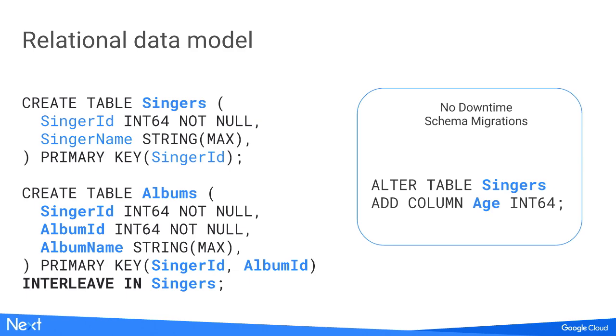So child tables have to have all of the primary keys of its parent. So it has to have singer ID. And then we've added album ID as a second primary key. And we also have album name, which is a string. And then when we define the table, we say interleave in singers. And so this is the concept of foreign key constraints that Spanner supports.